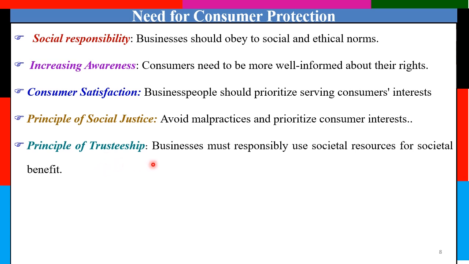Principle of trusteeship, that means business must use social resources responsibly for social benefits. For the products that are produced, the raw material is owned by the society initially. So since the resource belongs to the society, the business group should care for and give the chance to the society when they supply the products, because initially the resource is owned by the society. In fact, the principle of trusteeship is very important in consumer protection.